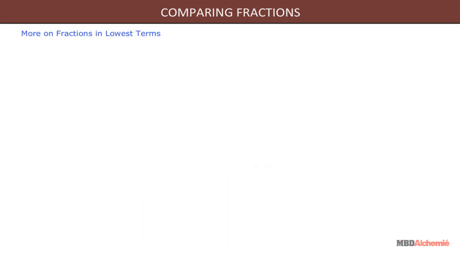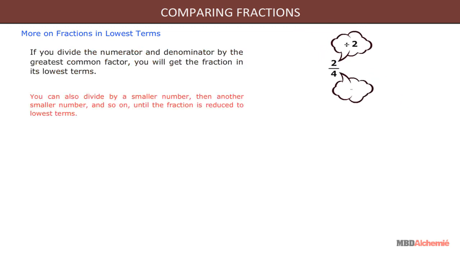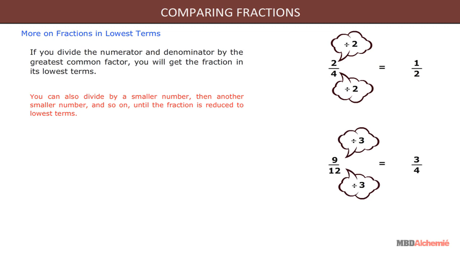Here we will learn more about reducing fractions to lowest terms. If you divide the numerator and denominator by the greatest common factor, you will get the fraction in its lowest terms. You can also divide by a smaller number, then another smaller number, and so on until the fraction is reduced to lowest terms.